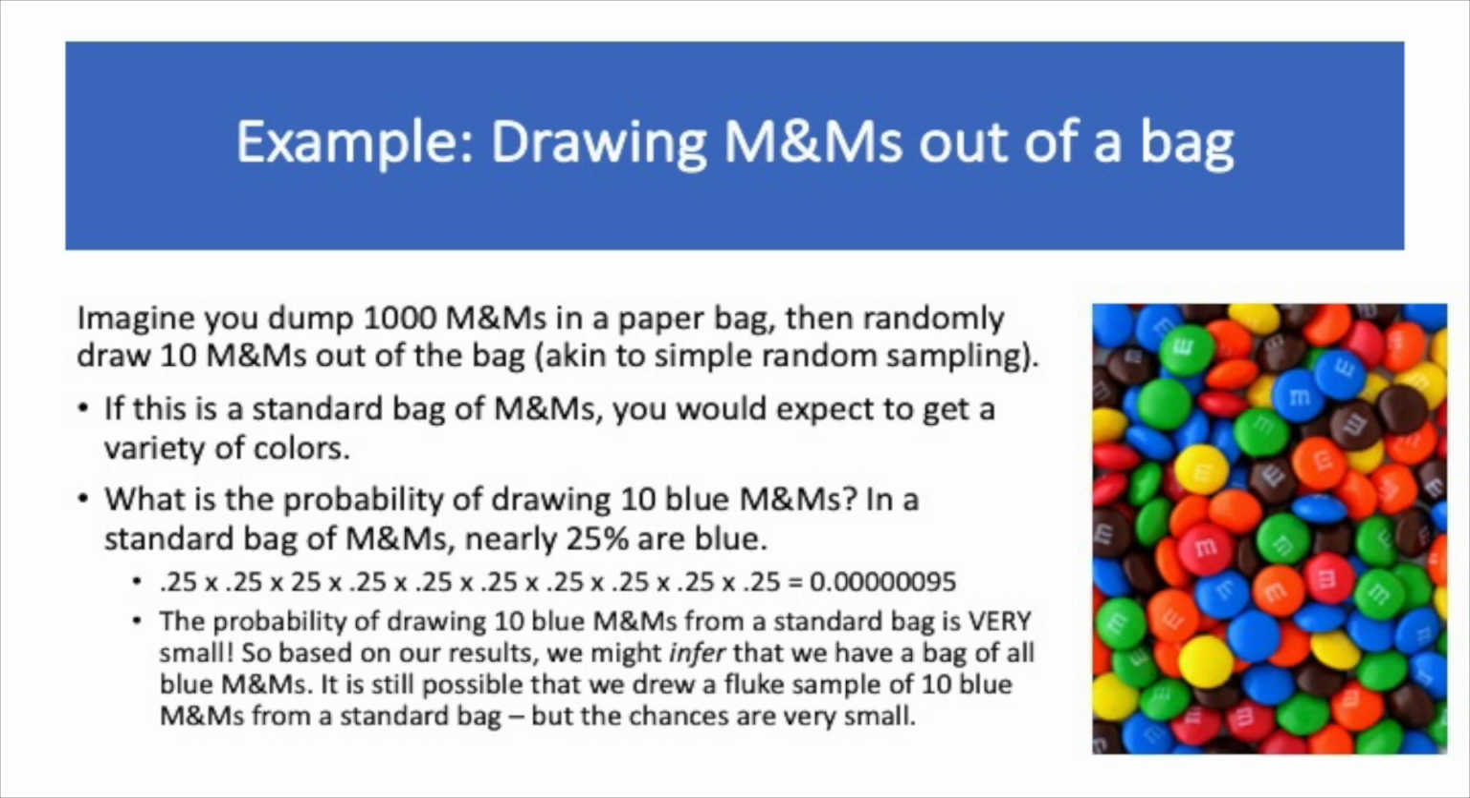So I can calculate this, the probability of drawing 10 blue M&Ms, by multiplying the probability of drawing a blue M&M 10 times. So the probability for each time it's 25%, so it's 0.25. And then we multiply 0.25 by 0.25 by 0.25 10 times, and we get our probability. And it's a very small value. It's 0.00000095. This means that the probability of drawing 10 blue M&Ms from a standard bag is very small.